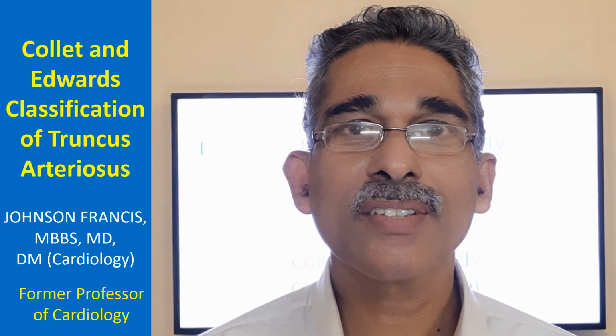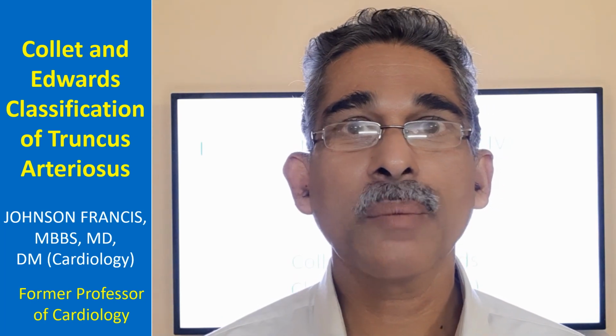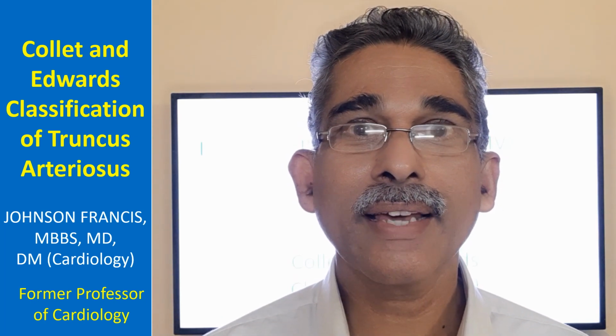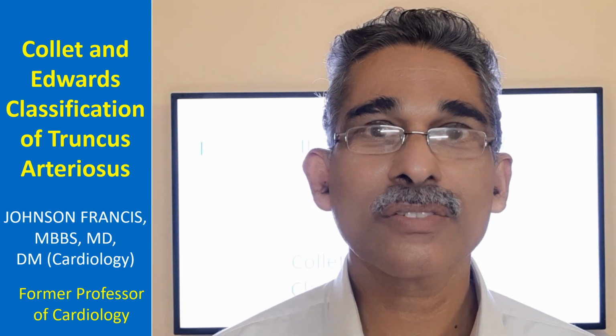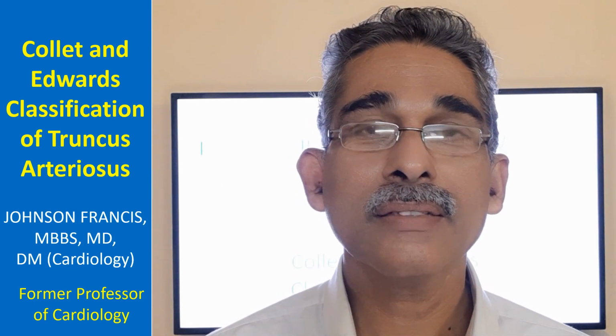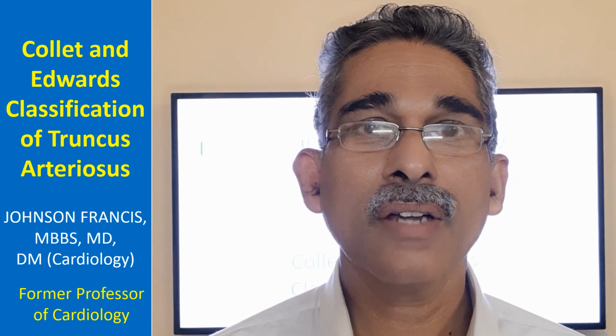Truncus arteriosus is a unique cyanotic congenital heart disease in which a single great vessel arises from the heart, with a single semilunar valve. And this great vessel, which is known as truncus arteriosus, gives rise to the aorta, pulmonary artery and the coronary arteries. So all three groups of vessels which arise from the heart are branches of a single artery, that is truncus arteriosus. Naturally, it is a cyanotic congenital heart disease.